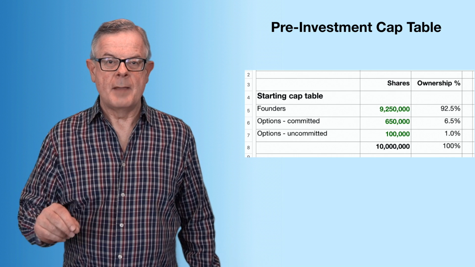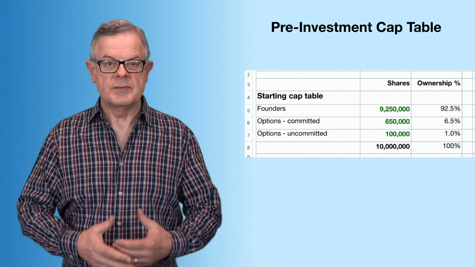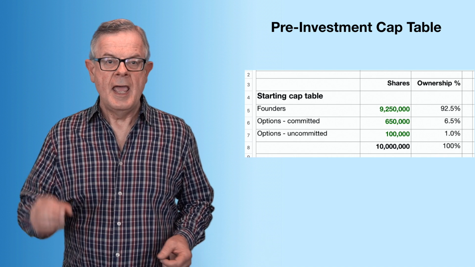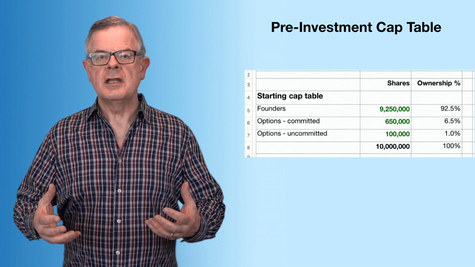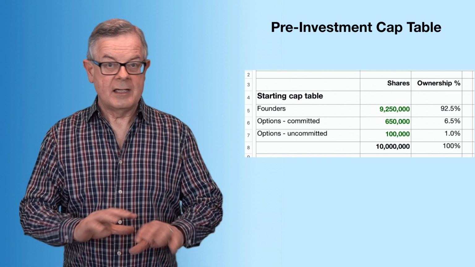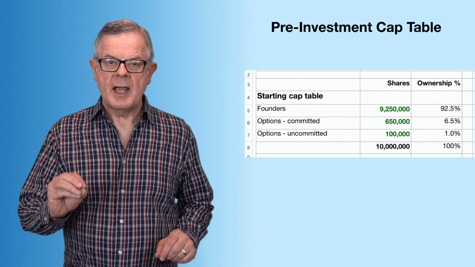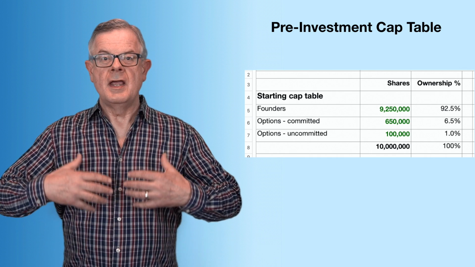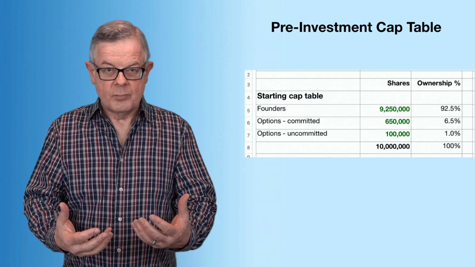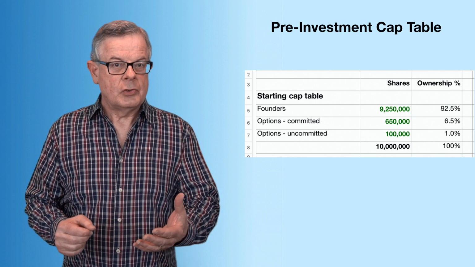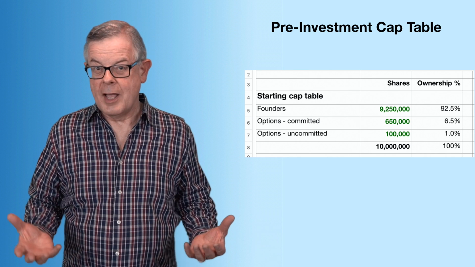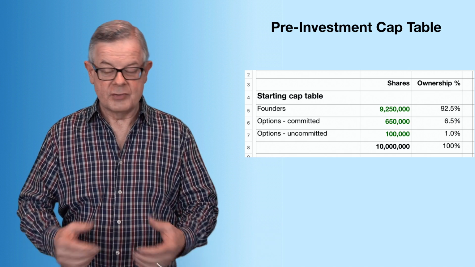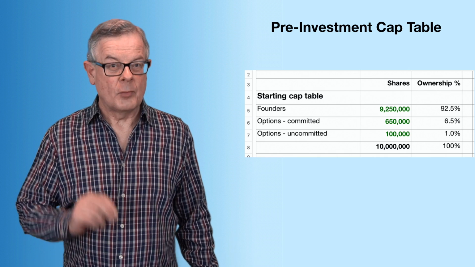Okay, so we've got 9.25 million shares of stock with the founders. They've issued some options that are committed, 650,000 shares, and they've allocated some uncommitted options, some options that, again, are allocated but not committed to anybody. We want to track those just in case they exist, because when the investor requires a total unallocated option pool to be issued, that can include these options that are already there and are unallocated. So you don't have to issue quite as many new option shares or allocate as many new option shares if you already have some allocated.